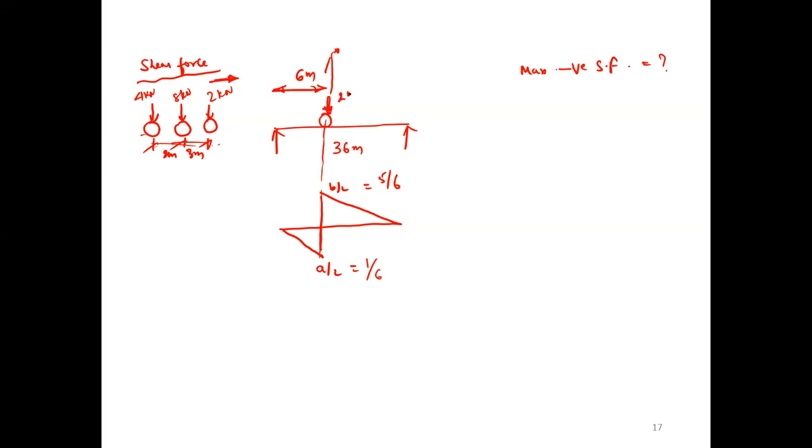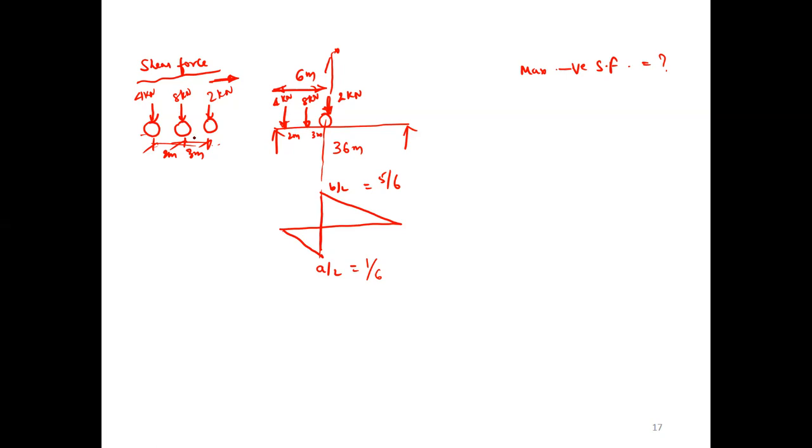So it is 2 kilonewton, and the next load comes to here. This is 8 kilonewton, and the next load comes to here, and the value is 4 kilonewton, and this is 6 meter. The distances are 3 meter and 2 meter. Be careful. Sometimes the load may be out of the support. Nothing to worry. You neglect that load. No problem.